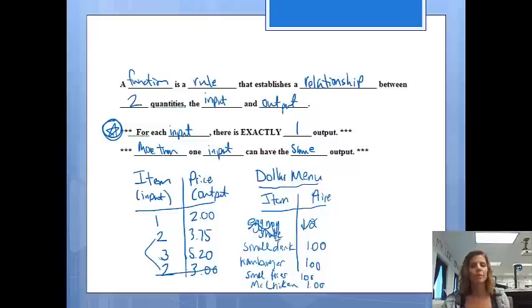You'll notice every item has exactly one price, so it meets that first definition, but it is okay for some of the items to all have the same price. There's nothing wrong with that. As we look through examples, we'll make sure that every input has one output, and that it's okay for more than one input to have the same output. So let's try some examples and see if we can figure it out.